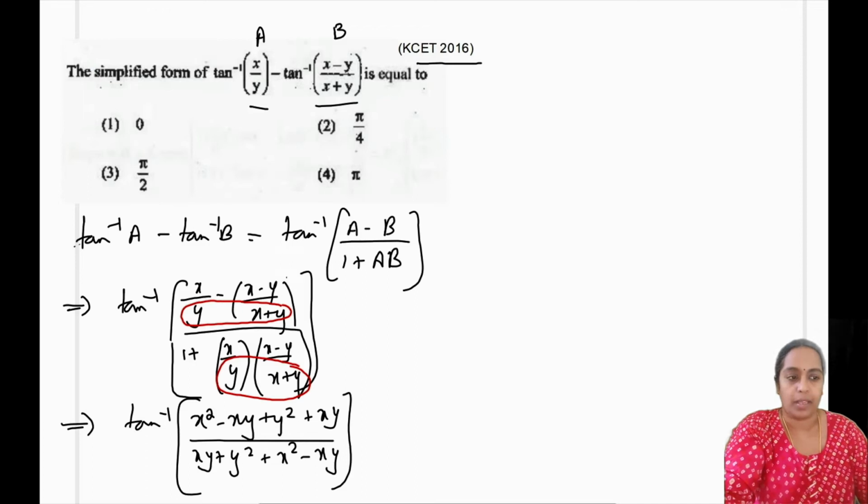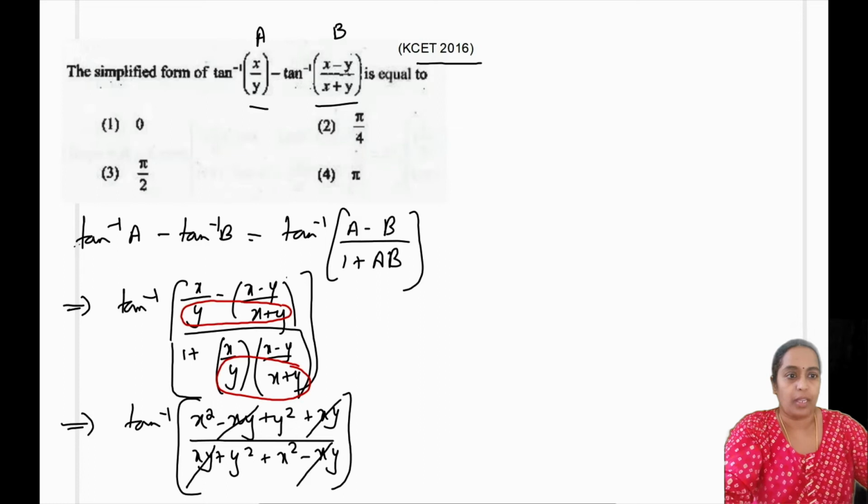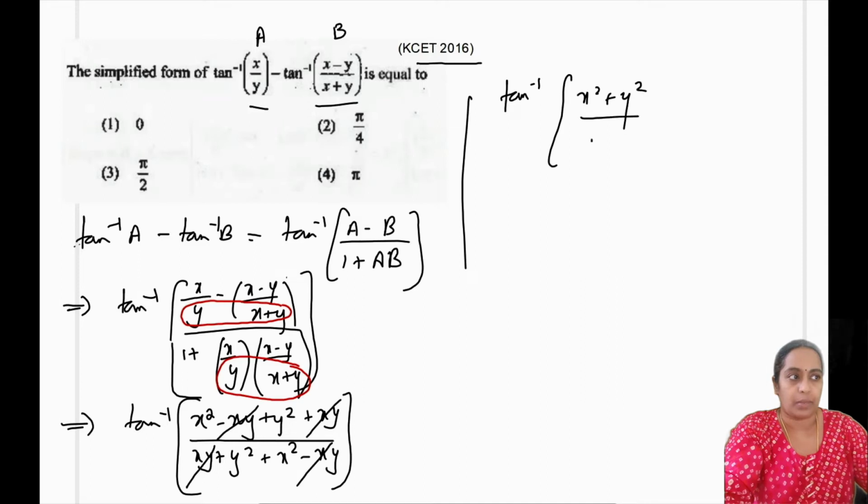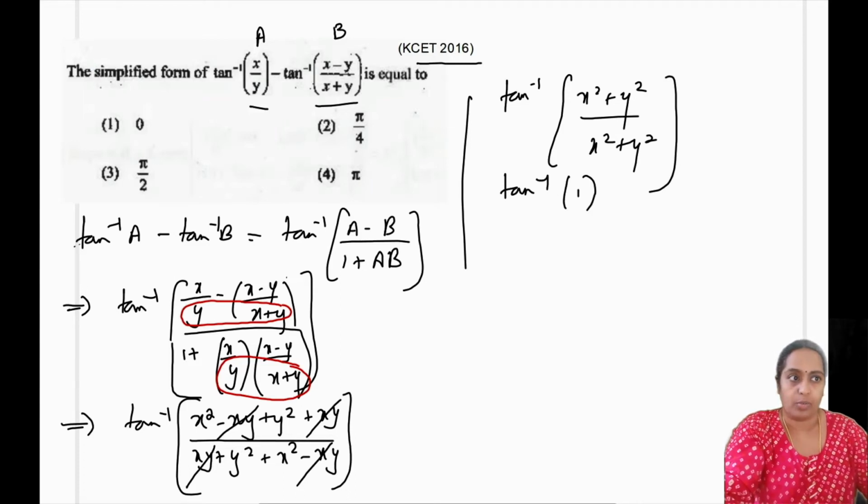xy and minus xy gets cancelled. Here also xy and minus xy gets cancelled. So we are left with tan inverse of x square plus y square divided by x square plus y square. So this is going to be equal to tan inverse of 1. What is tan inverse of 1? Tan inverse of 1 is pi by 4. Option 2 is the correct answer. Moving on to the next question.